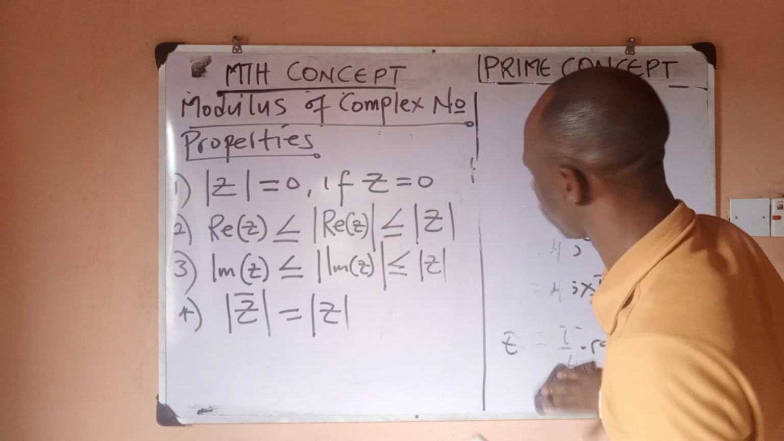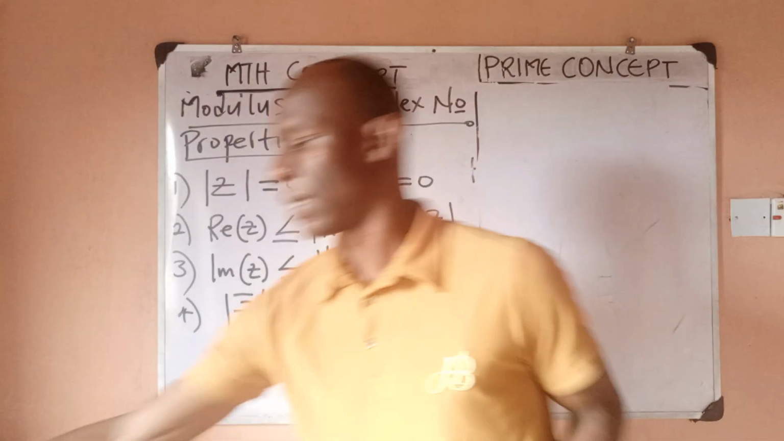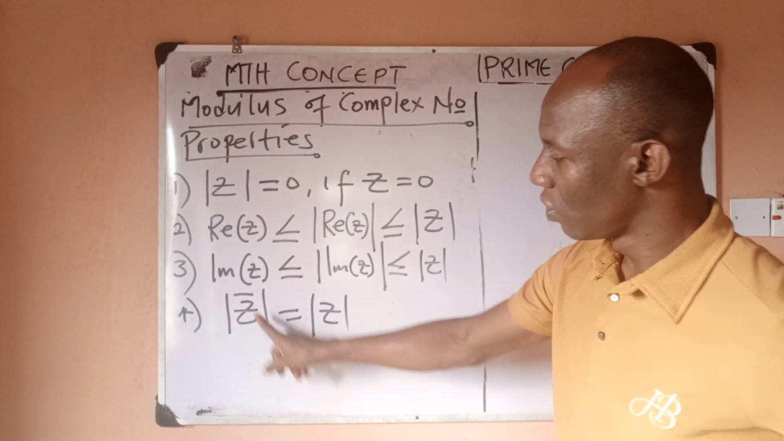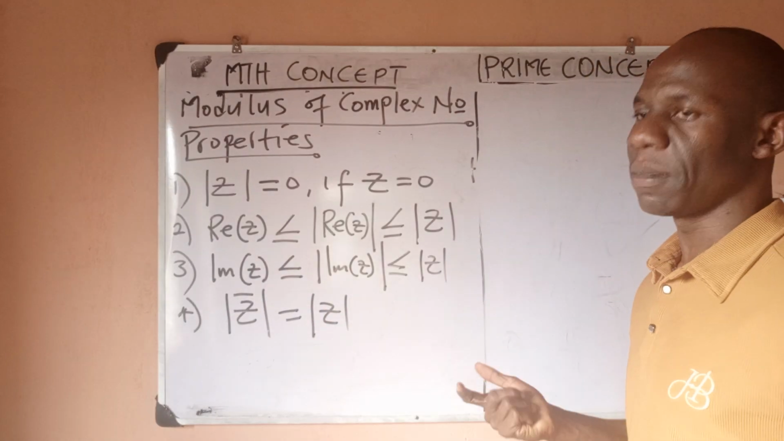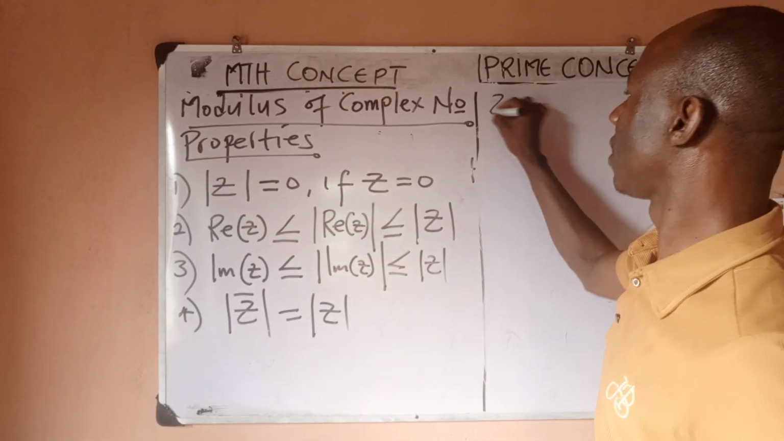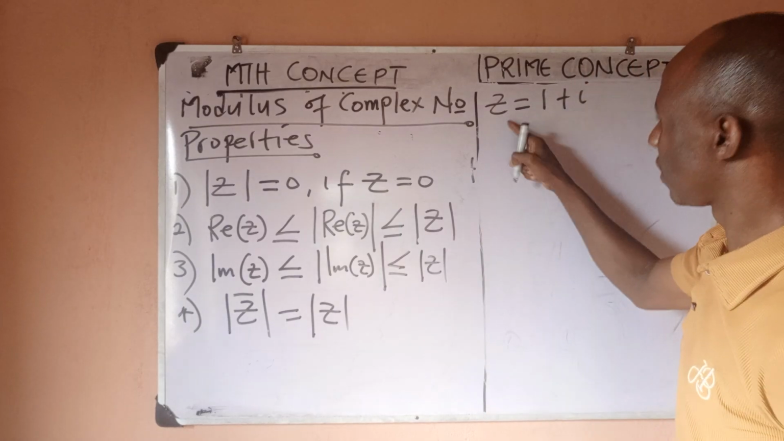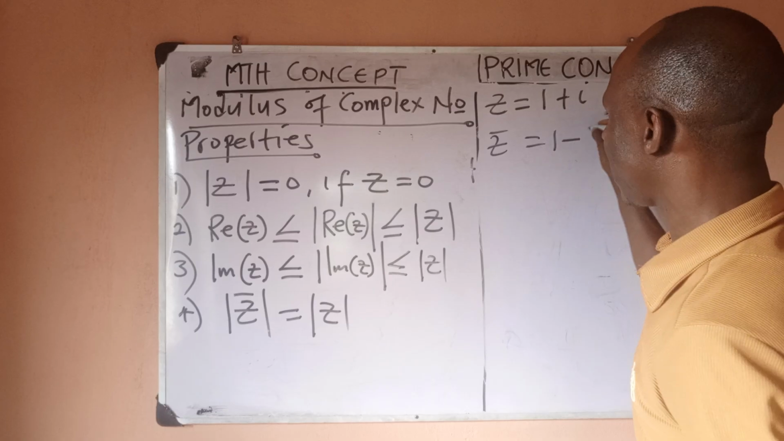What I want you to do is to pick some complex numbers by yourself and try to evaluate and verify that this property is true. The modulus of the conjugate would be the same as the modulus of the main complex number. So that is true. Say we have z equals 1 plus i. Let us see the conjugate of this. The conjugate of this is going to be 1 minus i.